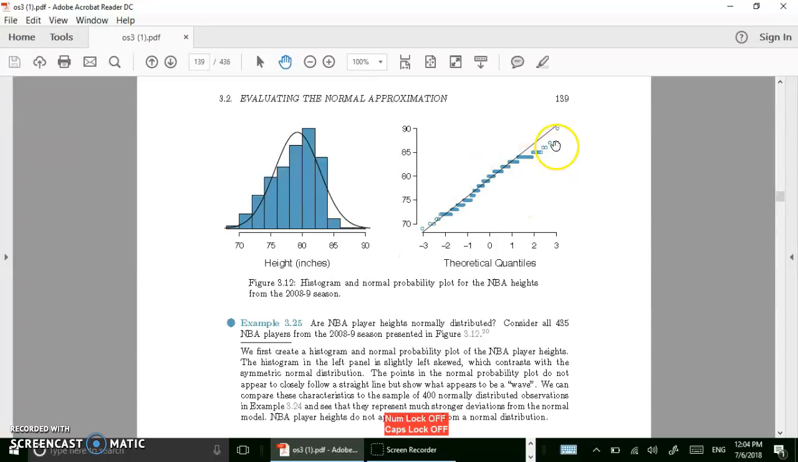The straighter the points, the more normal the distribution is. So that's how you interpret the plot. My next video will show how you actually make the plot.